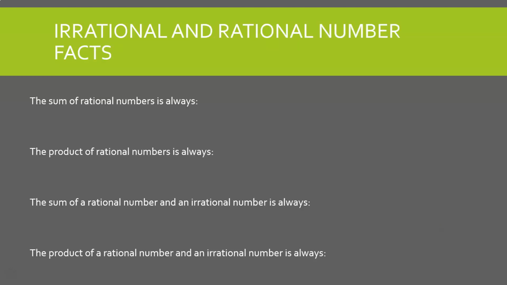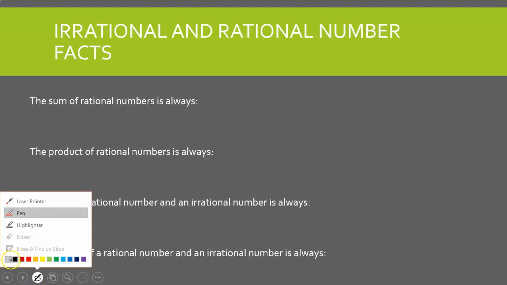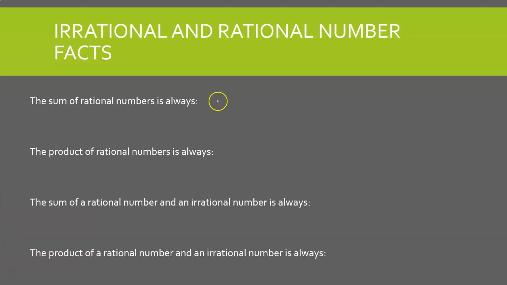Okay, here are some facts about irrational and rational numbers. So the sum of rational numbers is always rational. When you add two rational numbers together, you get a rational number. The product of rational numbers. When you multiply two rational numbers together, your result is always a rational number.